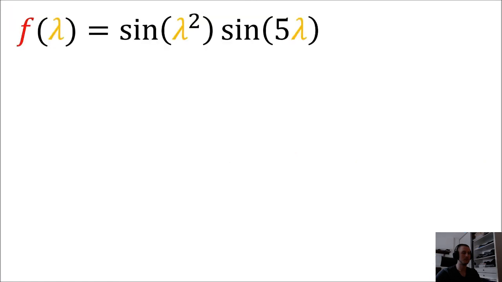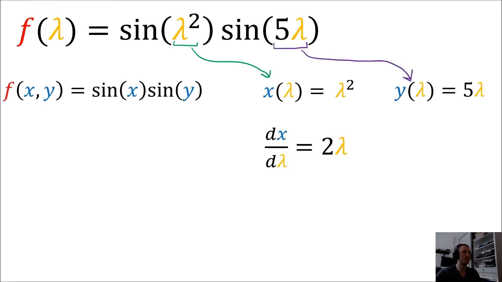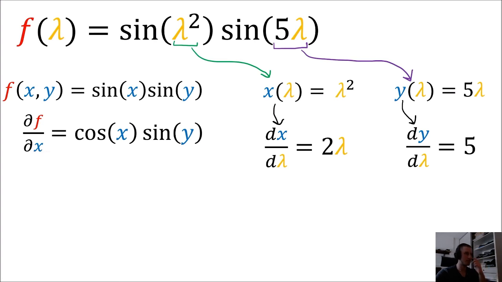F of lambda equals sine of lambda squared times sine of 5 lambda. We can set lambda squared equals x and 5 lambda equals y. Dx by d lambda is just 2 lambda, and dy by d lambda is just 5. Now, with partial derivatives with respect to x, we treat all other variables in the formulas as if they are constants. So we treat y as if it's a constant.